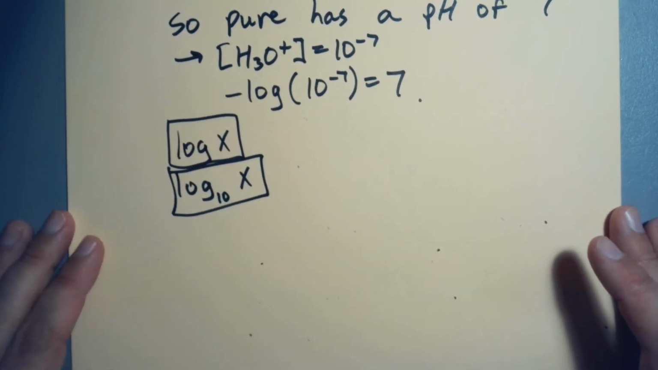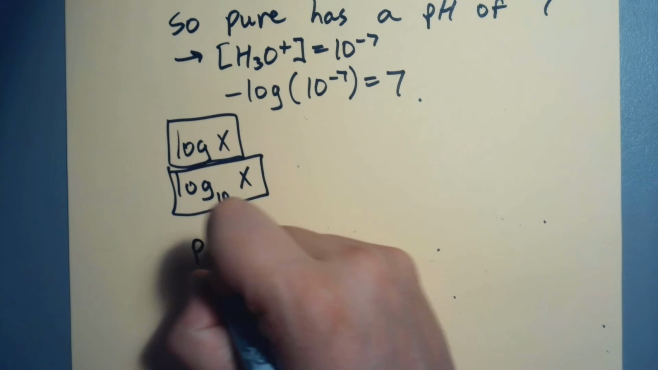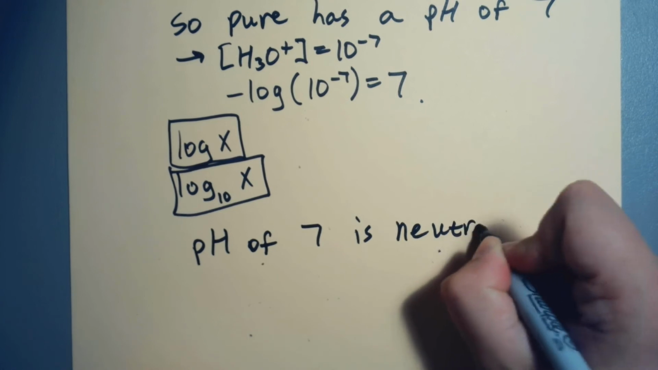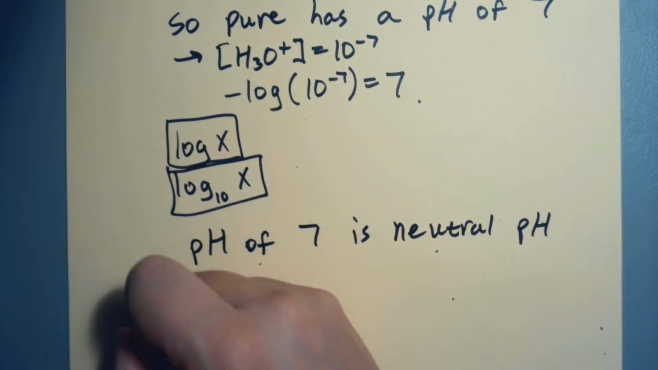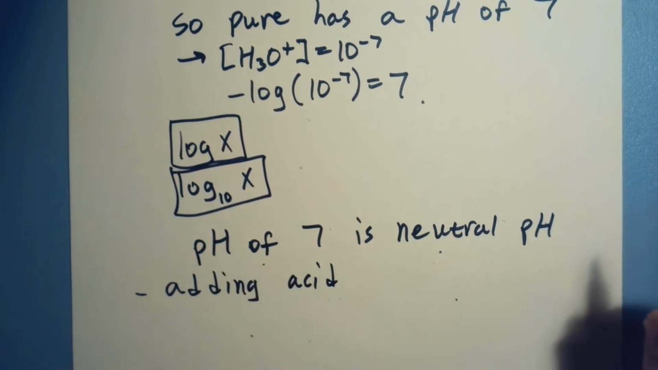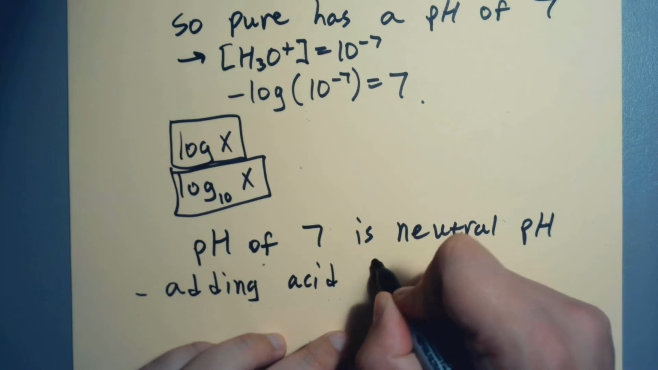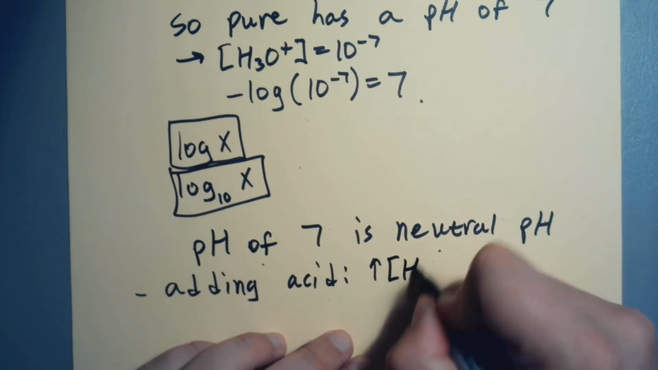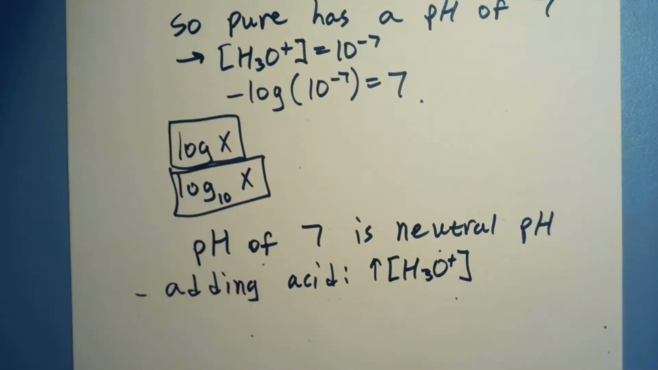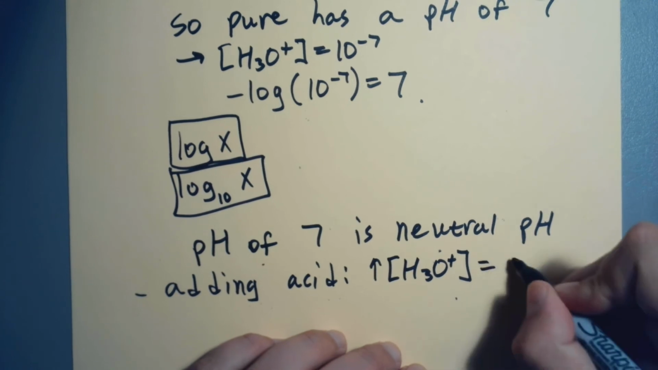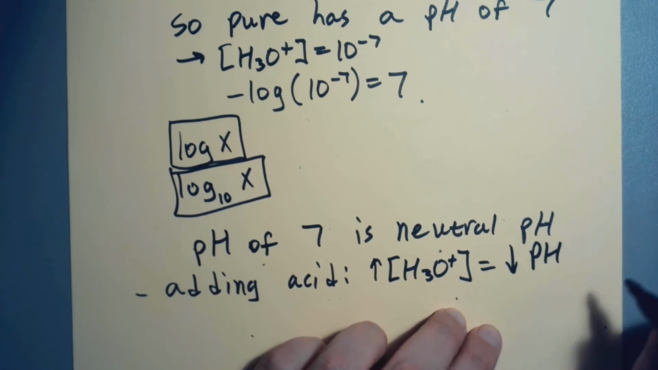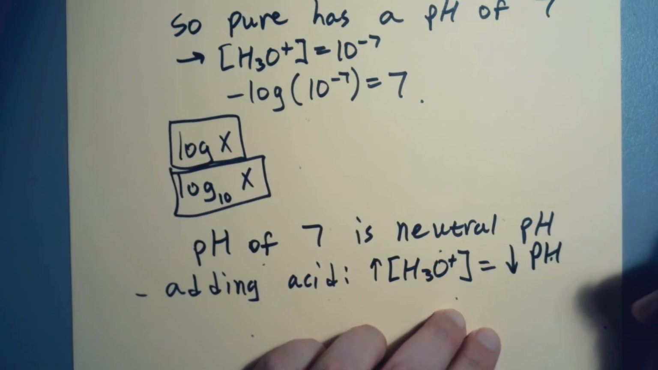Alright, so a pH of 7 is what we call neutral. It's a neutral pH. Now if we add acid, well, that means that we're going to increase our H3O plus concentration. I like how I just slid into using that notation, by the way. Square brackets equals concentration in molarity. Well, that's going to equal pH going down. They're an inverse scale. That should be a lowercase p, by the way. My fault.